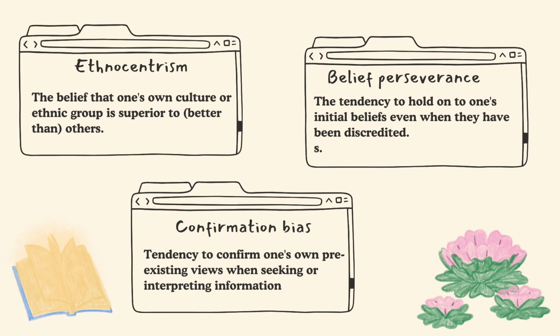Confirmation bias is the tendency to confirm one's own pre-existing views when seeking or interpreting information. Belief perseverance is the tendency to hold on to one's initial beliefs even when they have been discredited.